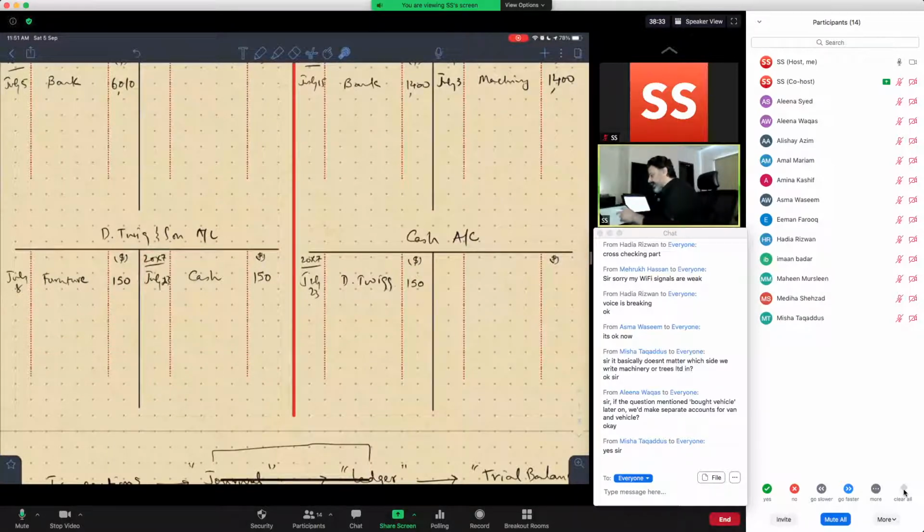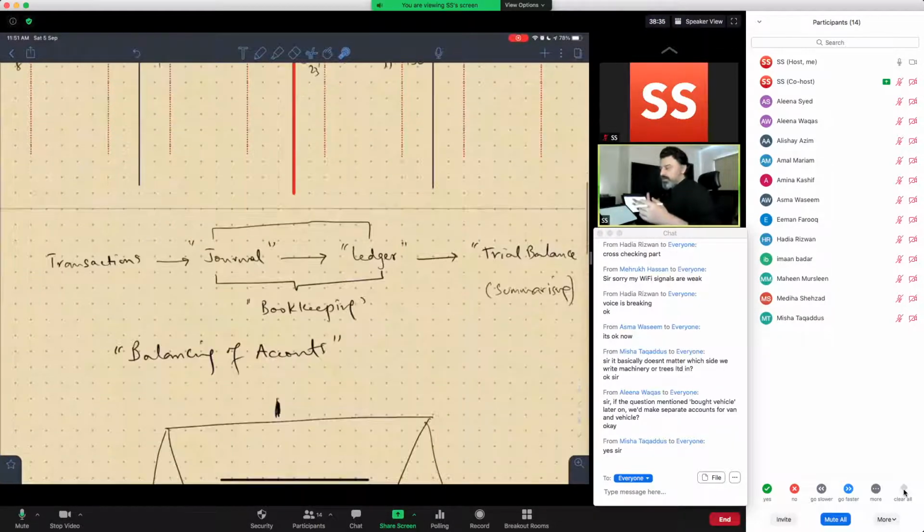So how do we balance them? We need to make the two sides equal in order to balance them. And from there, the term balance evolves into financial records, and it becomes an expression of your everyday life.